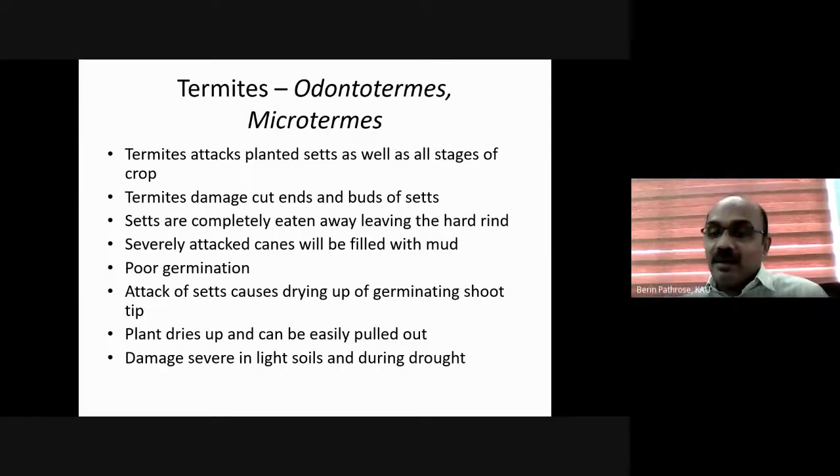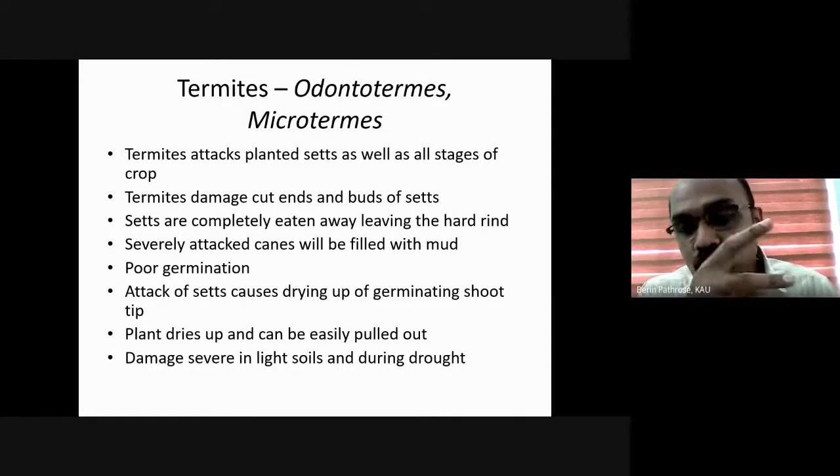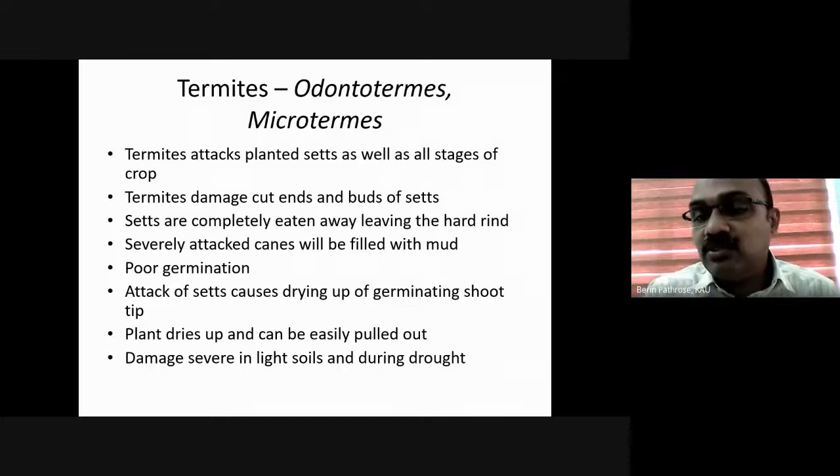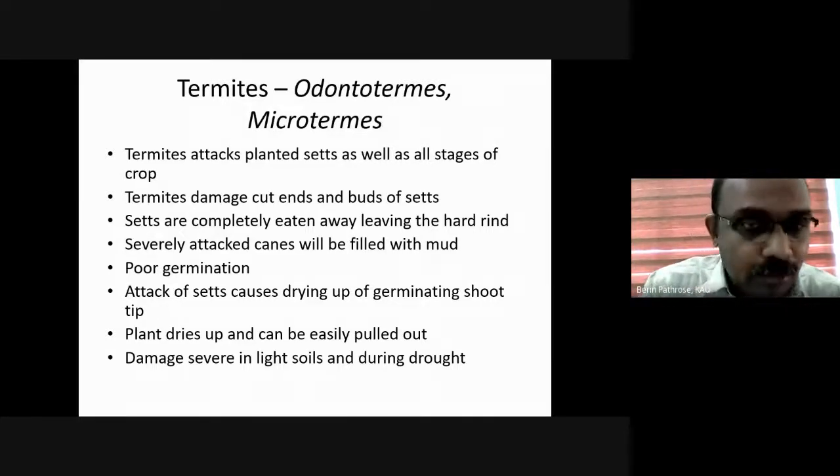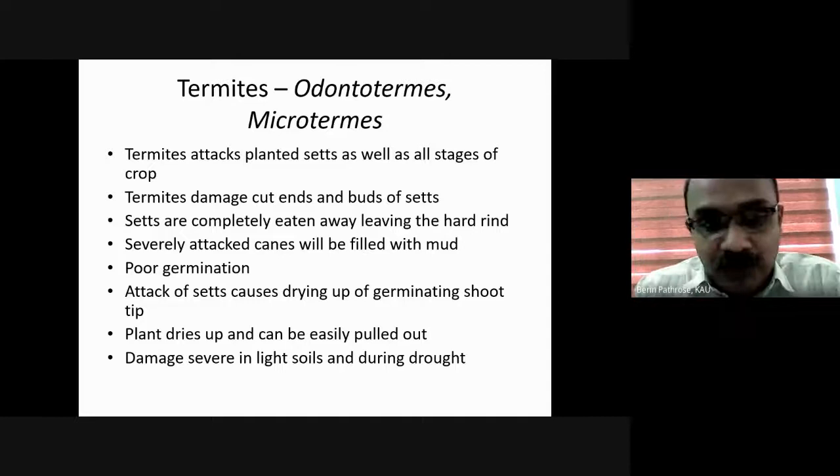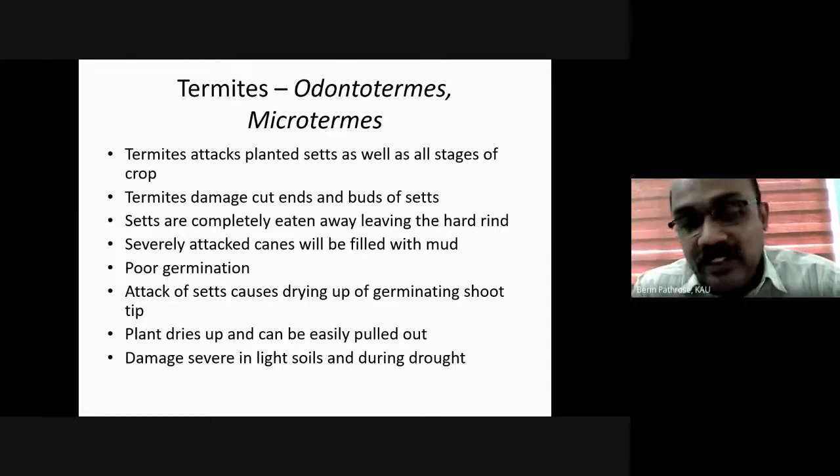So this is what happens with termites. It attacks all stages from planting till maturity. At the planting stage, it is very critical. It attacks the sets and feeds on the inner content. It will be filled with mud, and only the outer ring will be remaining. Germinating buds will be damaged, so that germination will be affected.